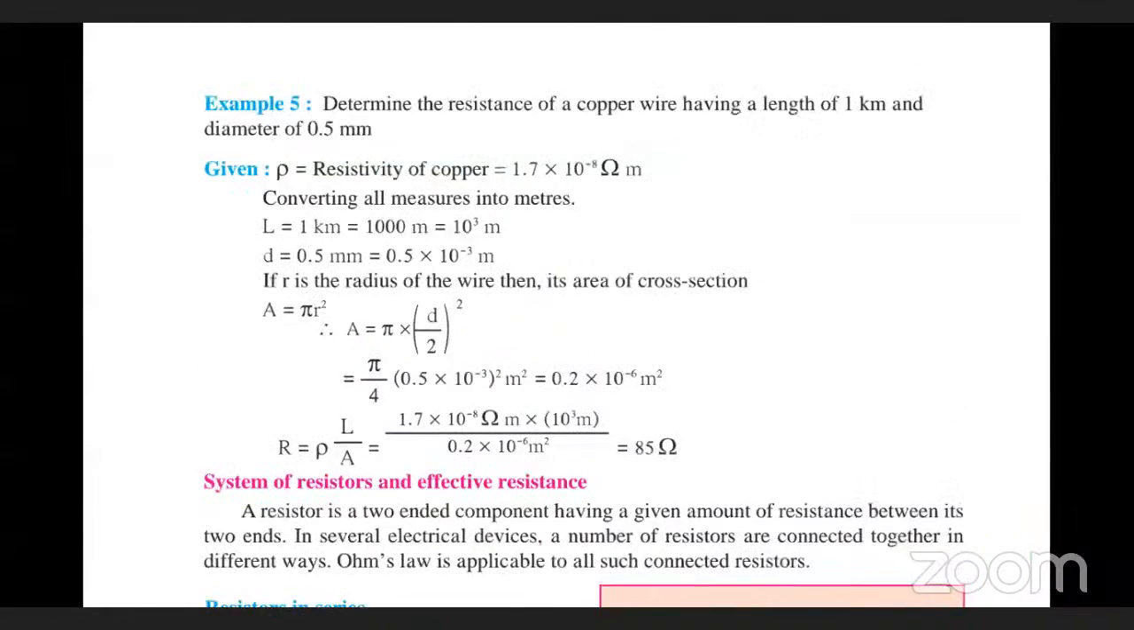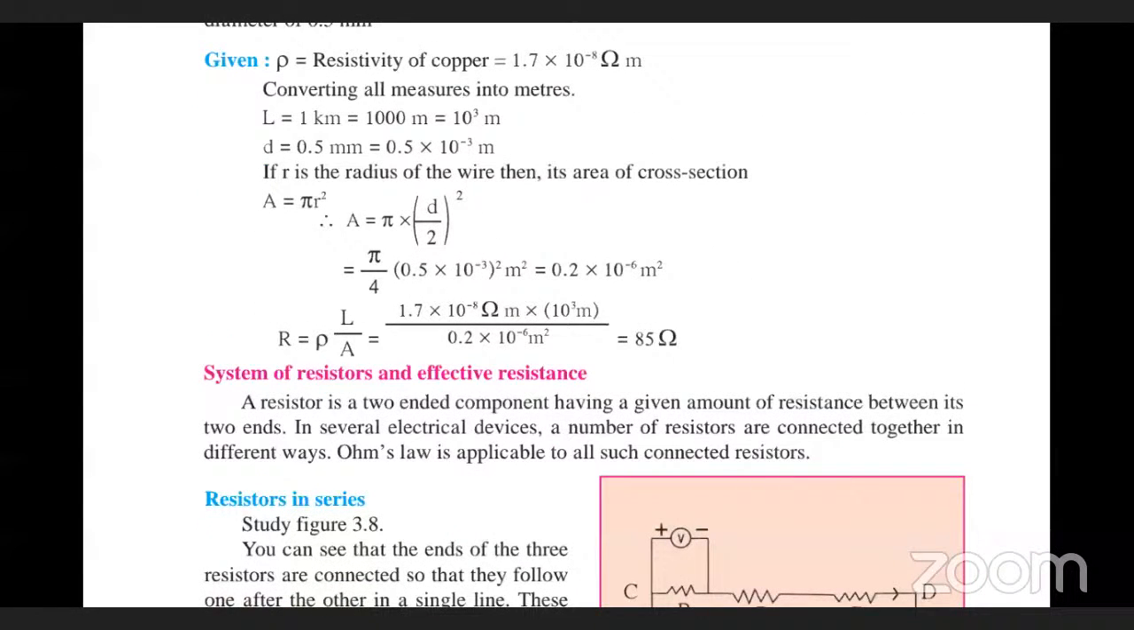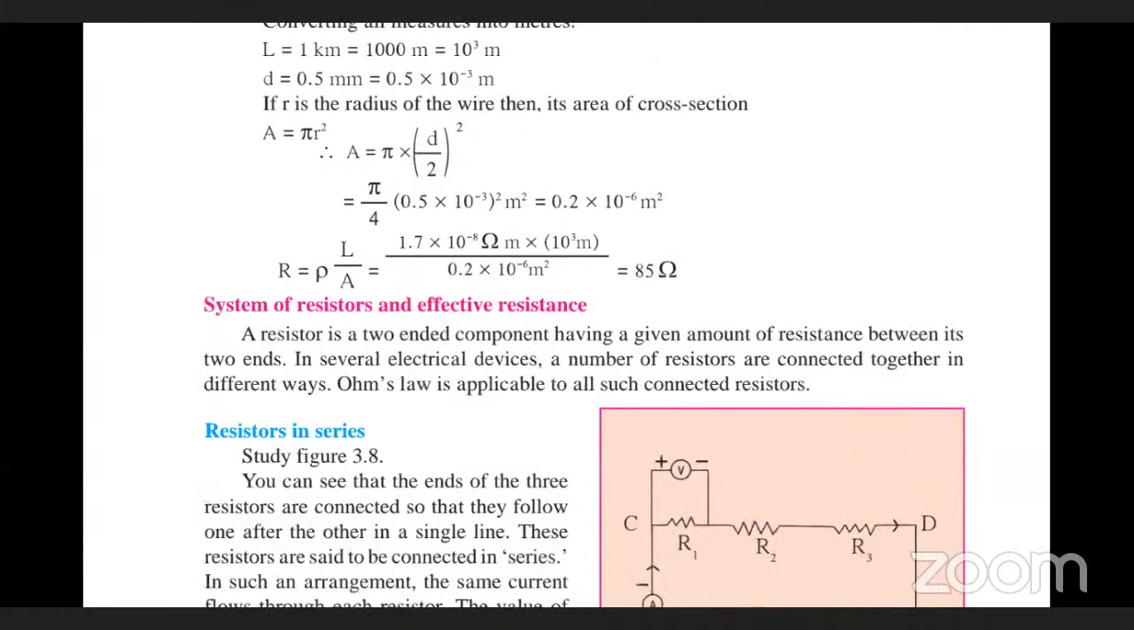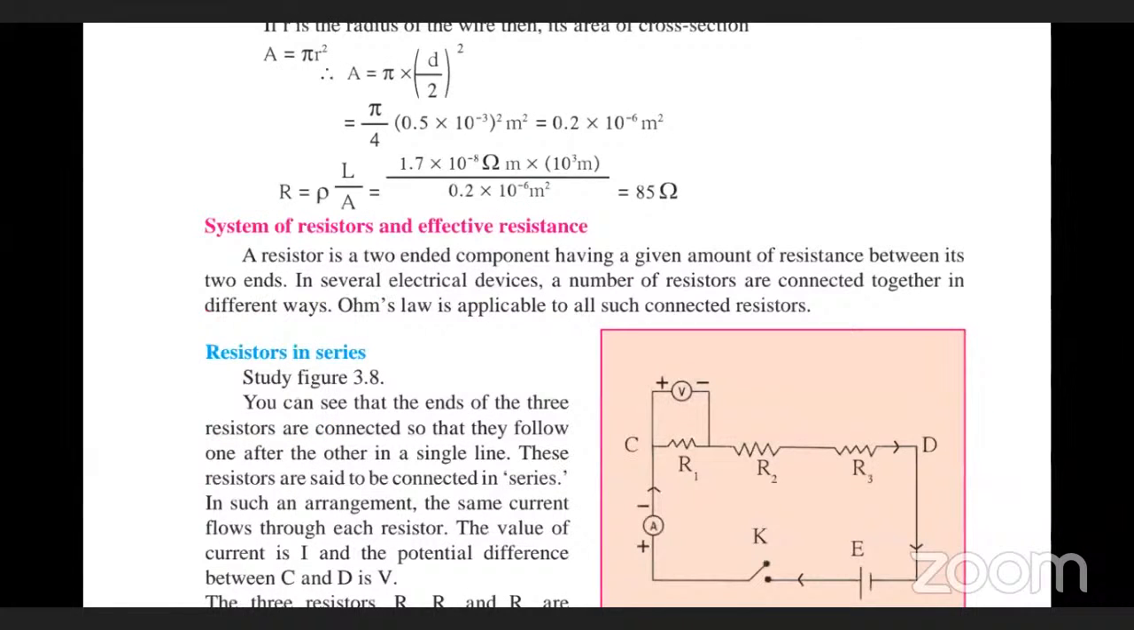What do you understand by resistor? See here, the definition of resistor is also given. A resistor is a two-ended component, having two ends on both sides, with a given amount of resistance between its two ends. A particular resistance is put in the resistor so that excess current flowing in the circuit can be prevented. So resistance is also important.